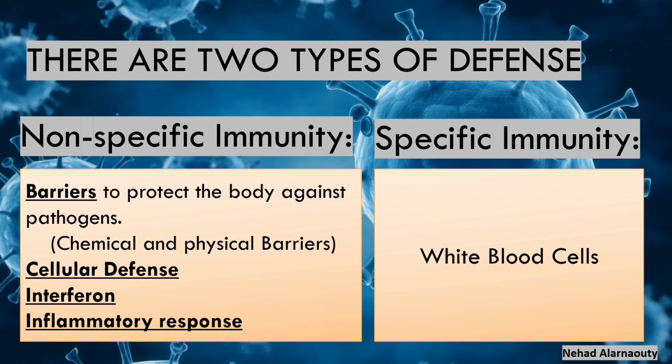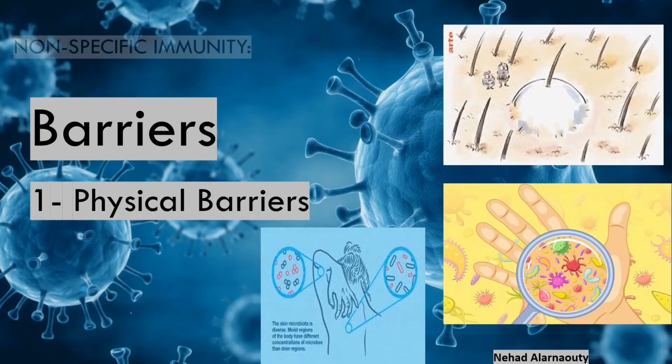Let's start with the non-specific immunity. The non-specific immunity has the barriers, which may be chemical or physical, cellular response or cellular defense, interferon, and inflammatory response. We'll be talking about each one of them in detail. About the specific, we will be talking about the different types of white blood cells. We're going to start with the non-specific immunity, especially the barriers.